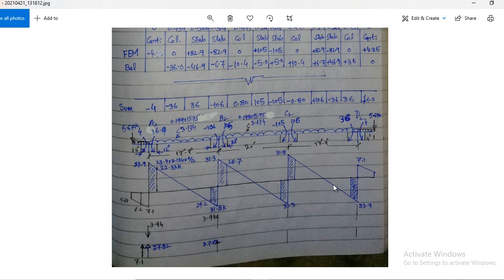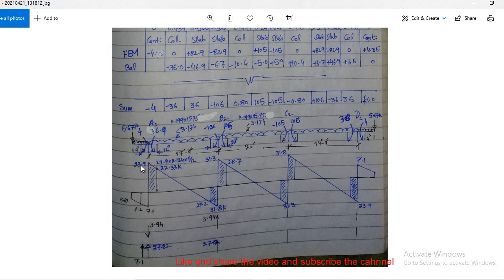Now finally you draw the shear force diagram. You have to find out the face movements. How to find the face movements? You see, this is the net shear force: 27.82 minus 3.94. Clear? You got 23.9. This 7.1 is the reaction for the cantilever portion.